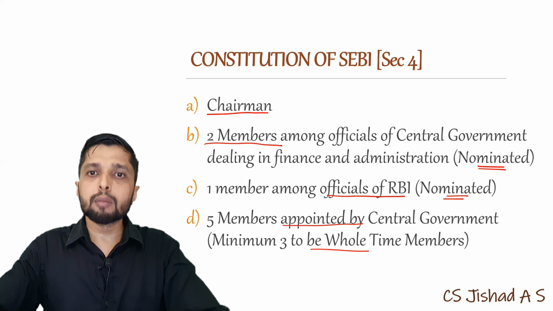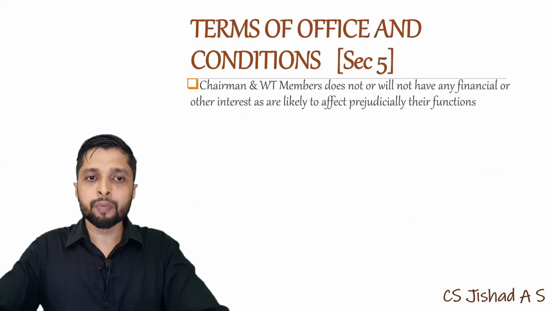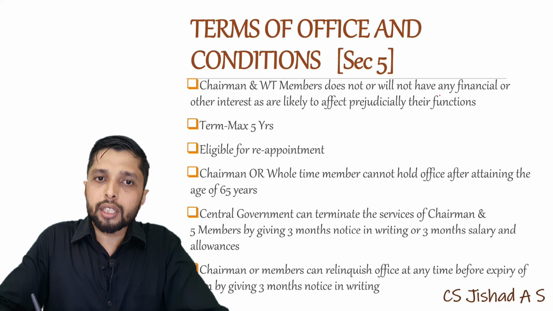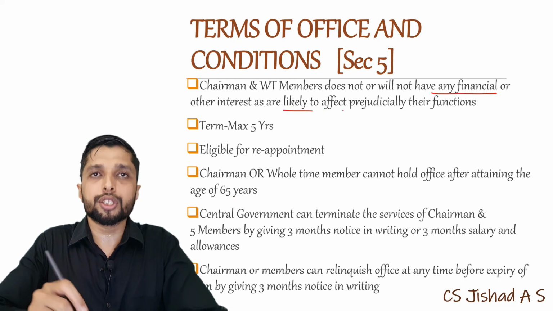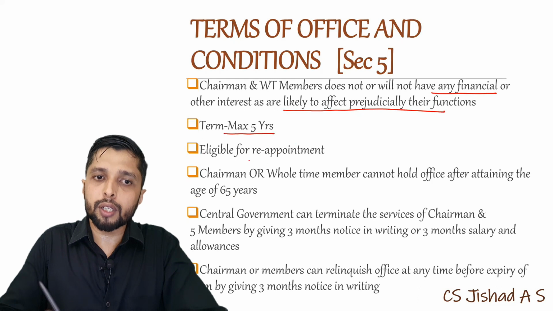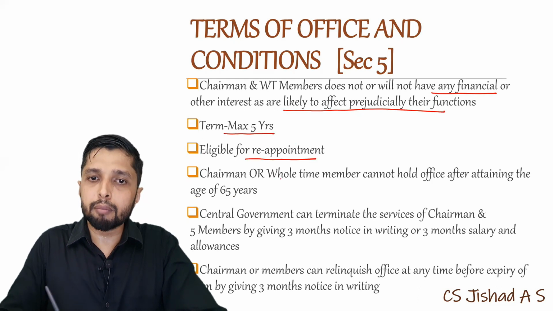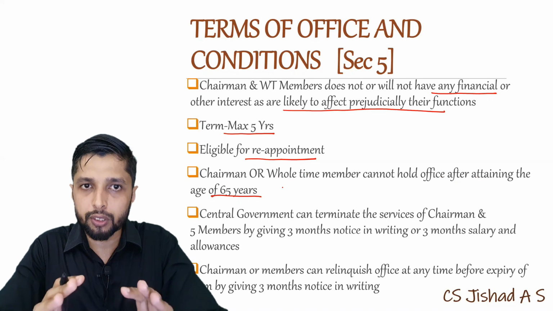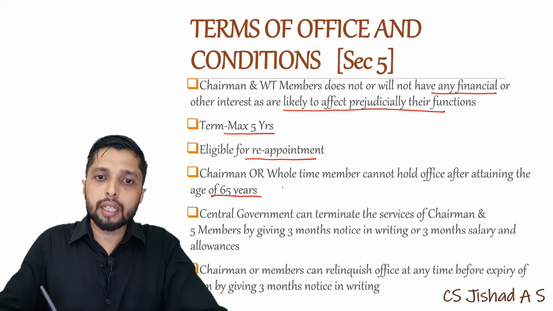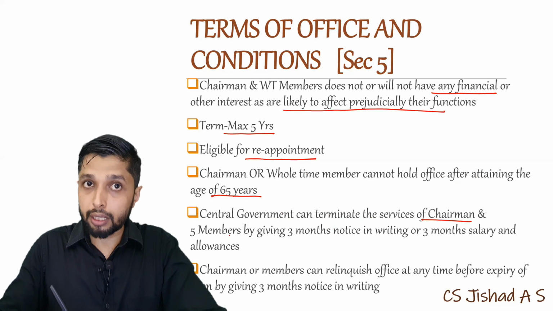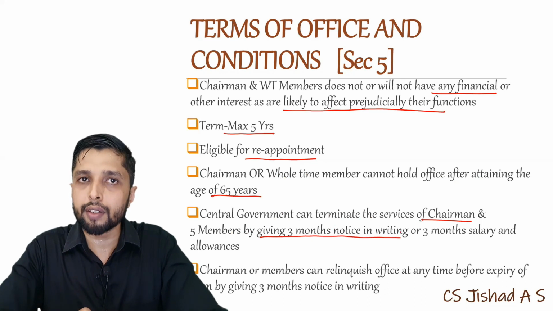Then terms of office and conditions. Chairman and whole-time members should not have any financial or other interests which are likely to affect their function prejudicially. Their term is 5 years, and they are eligible for reappointment. Chairperson or whole-time member cannot hold office after the age of 65. So the maximum age is 65 for chairperson and whole-time members. When central government wants to terminate the service of the chairperson or the appointed members, they can do so by giving 3 months notice in writing or 3 months salary and allowances.